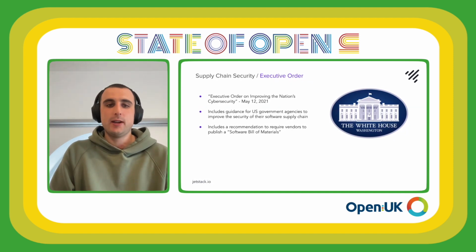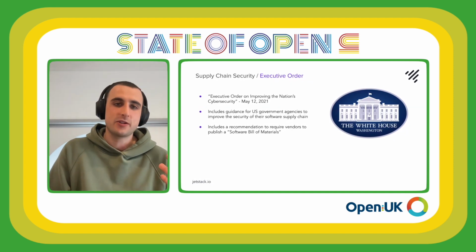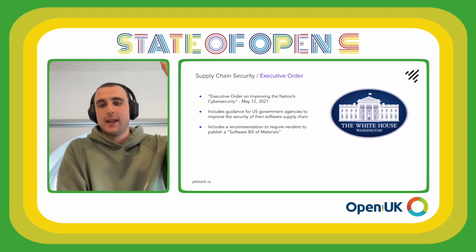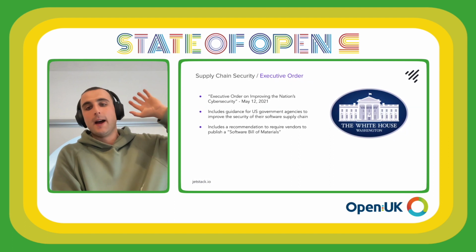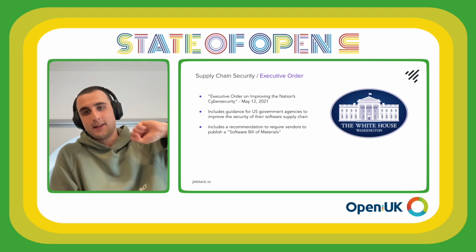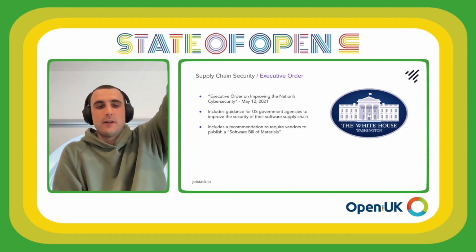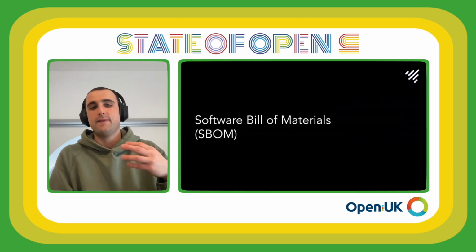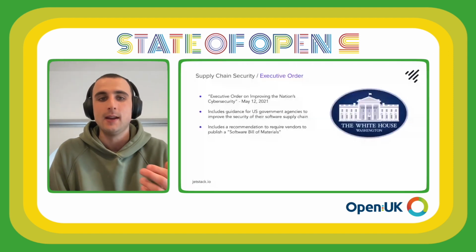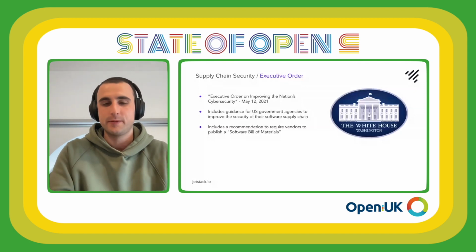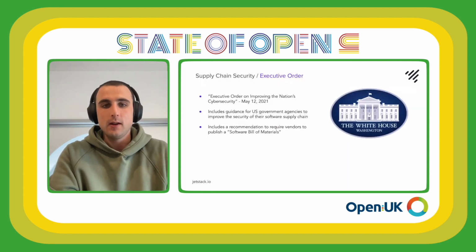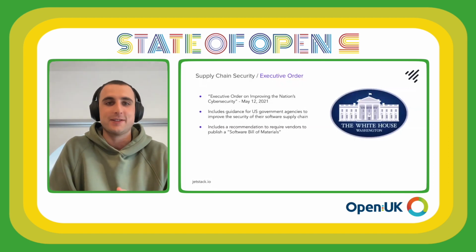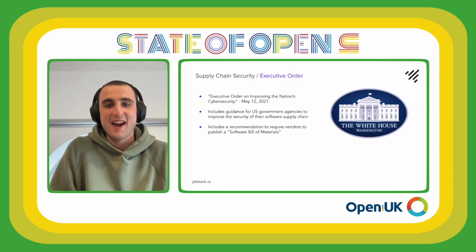Inside of this executive order, it included a recommendation that those US government agencies require the software vendors that they're getting software from, i.e., that could be an open source project, that could be an enterprise software vendor, to publish a software bill of materials. The recommendation is that if that software bill of materials isn't there, the US government agency should not proceed with using the software.